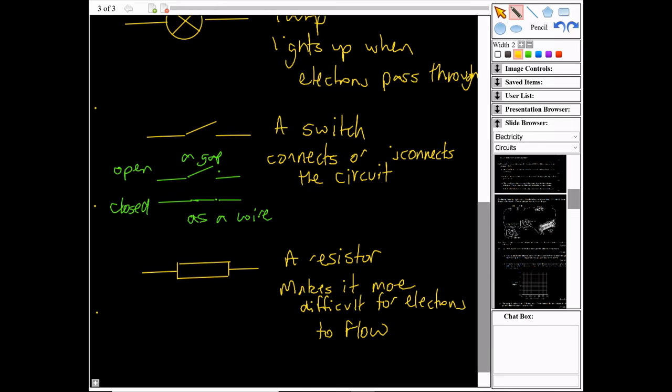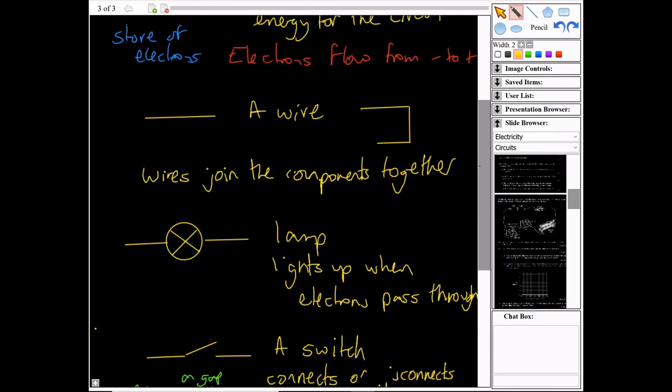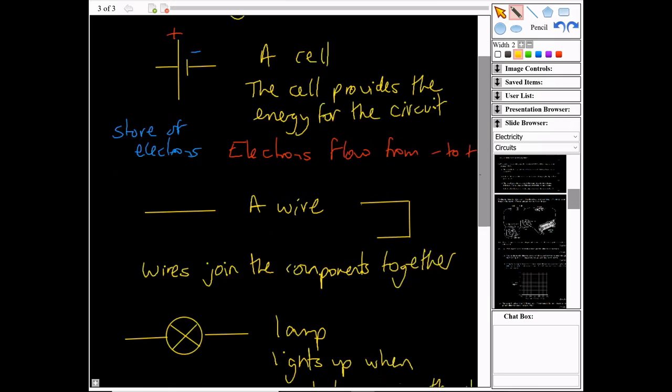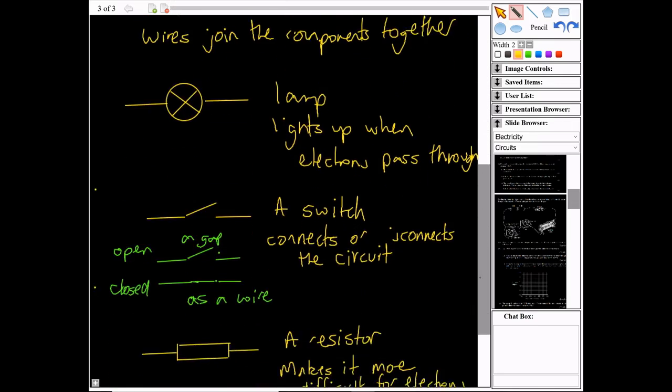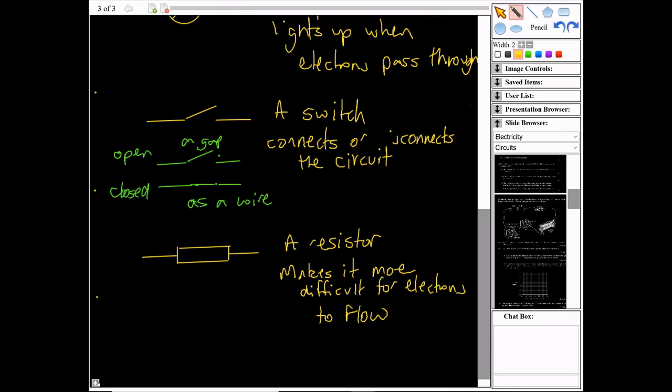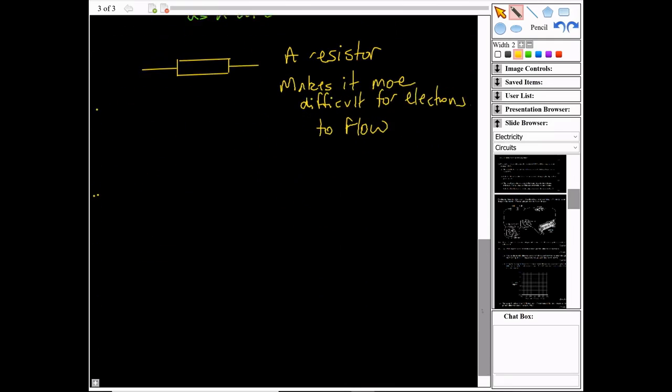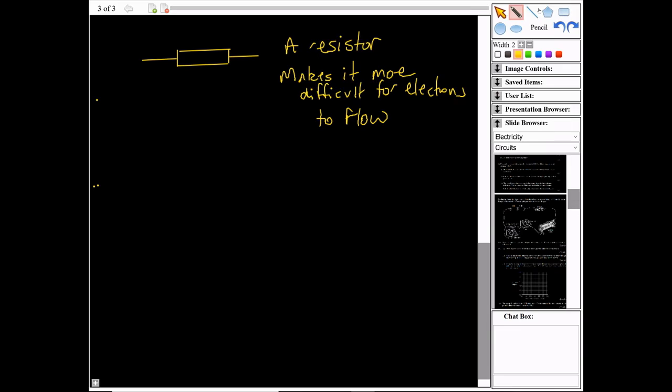Okay, so that's the basics of my circuit symbols there. So I've got a cell, I've got a wire, I've got a lamp, I've got a switch, and I've got a resistor. So what I'm going to do now is I'm going to put some of those together and show how we can make a circuit. So first of all, just going to make a very simple circuit like that.